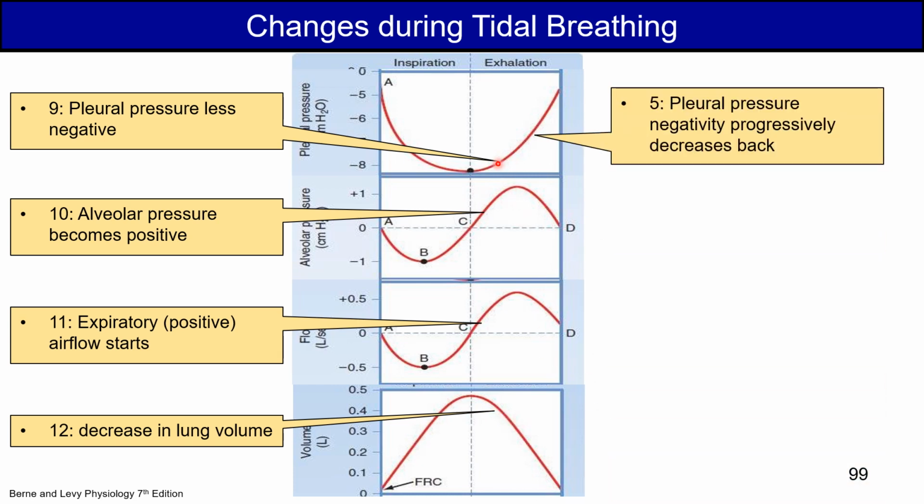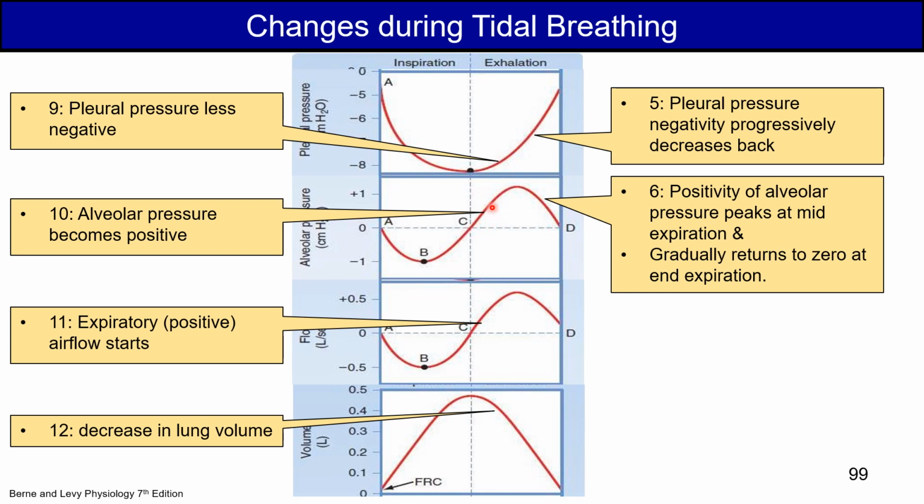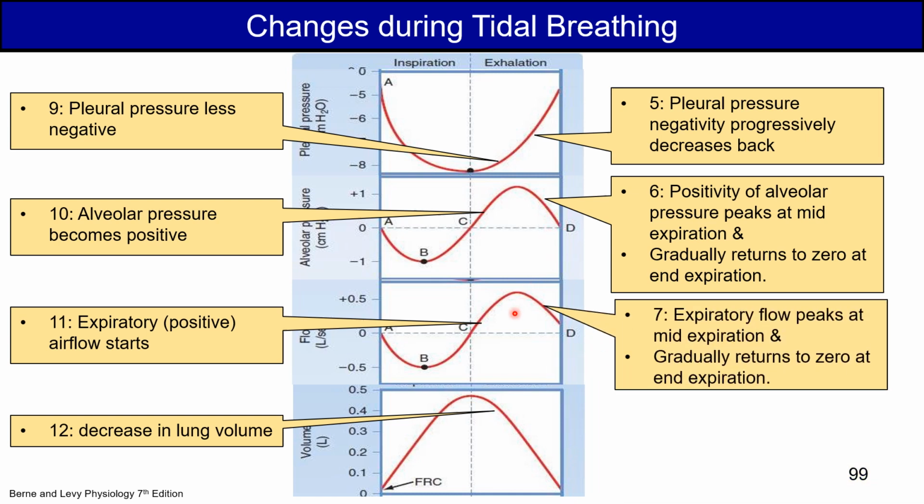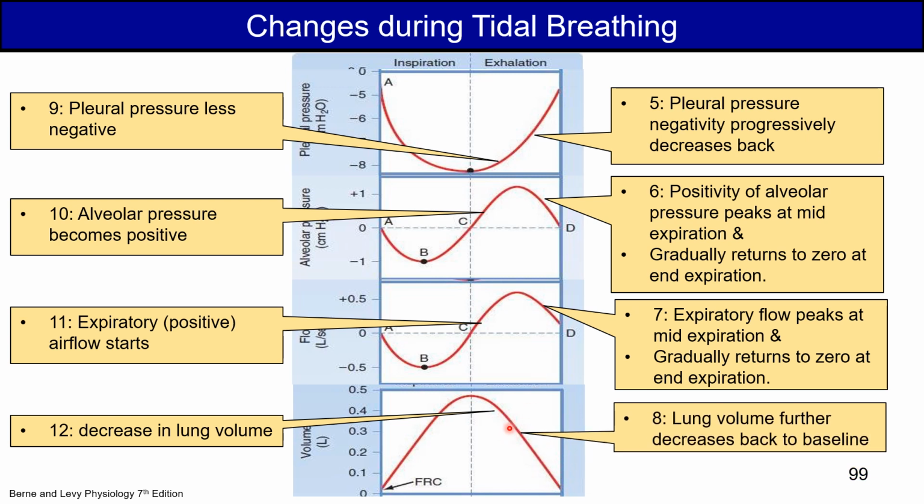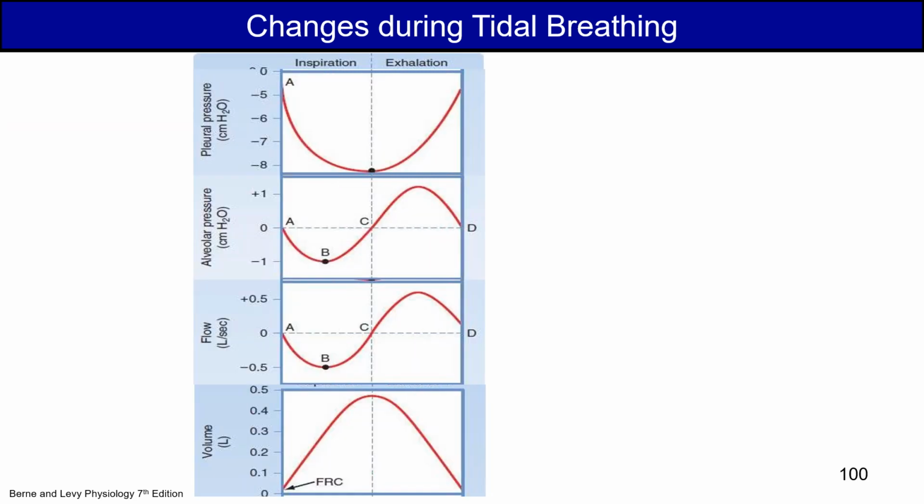The pleural pressure negativity progressively decreases back to its level at FRC. The positivity of the alveolar pressure peaks at mid-expiration and gradually returns to zero at end expiration. The same goes with expiratory flow. It peaks at mid-expiration and gradually returns to zero at end expiration, and the lung volume further decreases back to baseline, which is functional residual capacity. So these are the changes during tidal breathing.